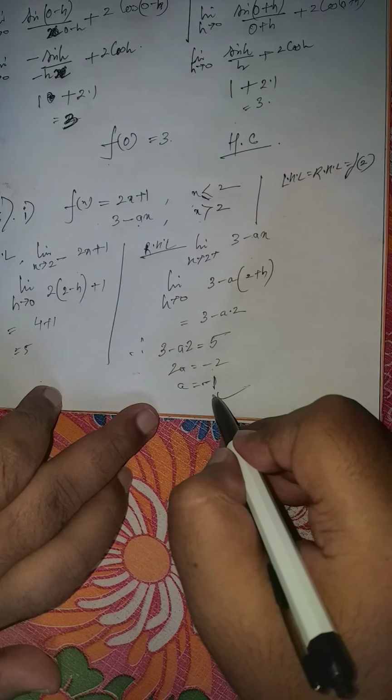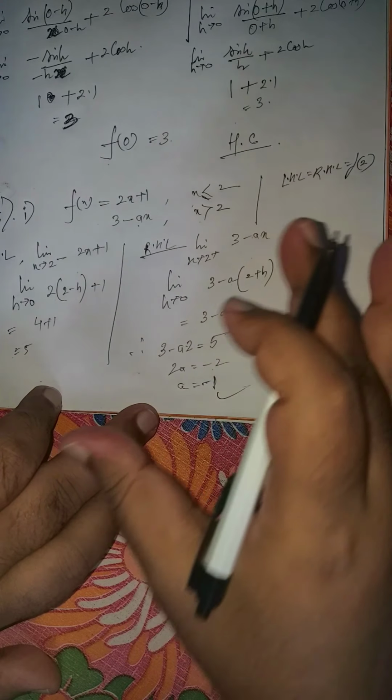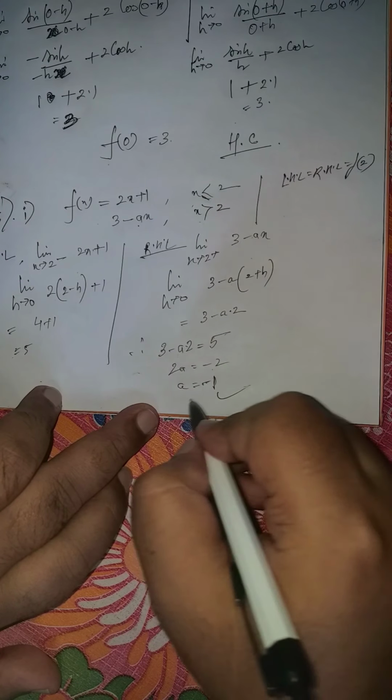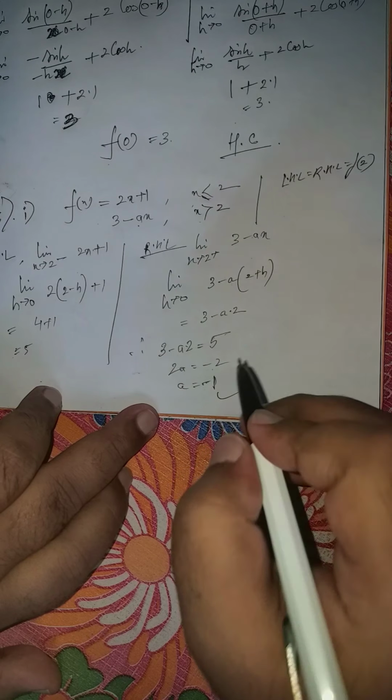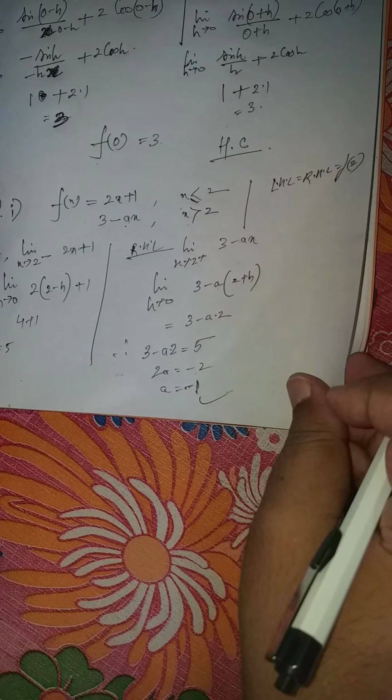For a equals to minus 1, now you can say if the function is continuous at x equals to 2, then a must be equal to minus 1. Like this. See, I will take one more example.